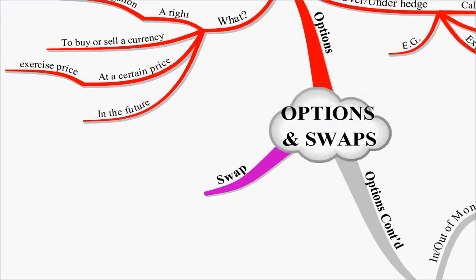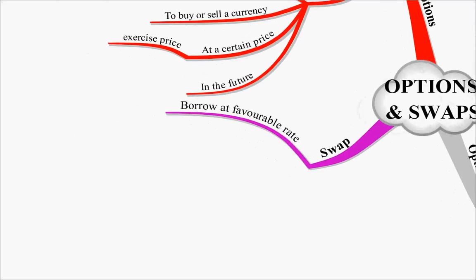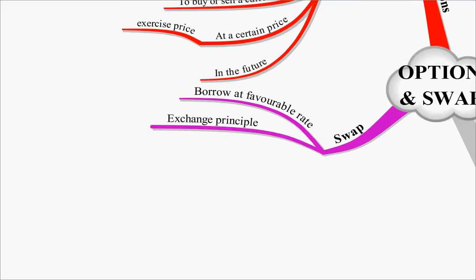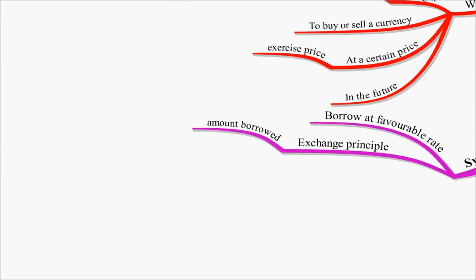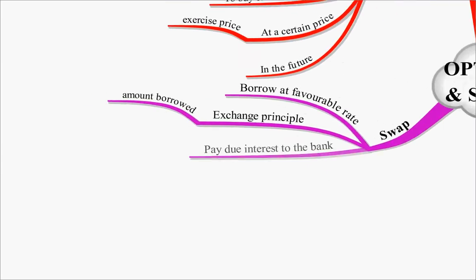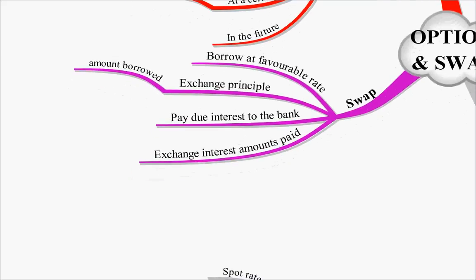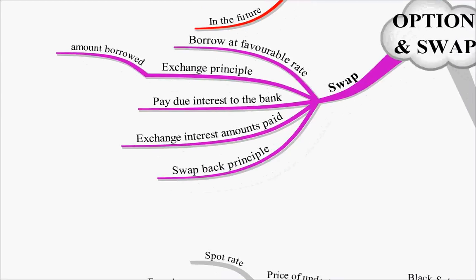Okay, on then to currency swaps. Very simple, you're simply swapping your currency risk with another party. So you're borrowing at a favourable rate. You're then exchanging your principal with that other party. You're exchanging the amount that you've actually borrowed. You then pay the interest due on the amount that you've borrowed to the bank, and exchange your interest amounts paid with the counterparty. You then swap back the principal at the end, so you've simply swapped the amount that you're actually having to pay.